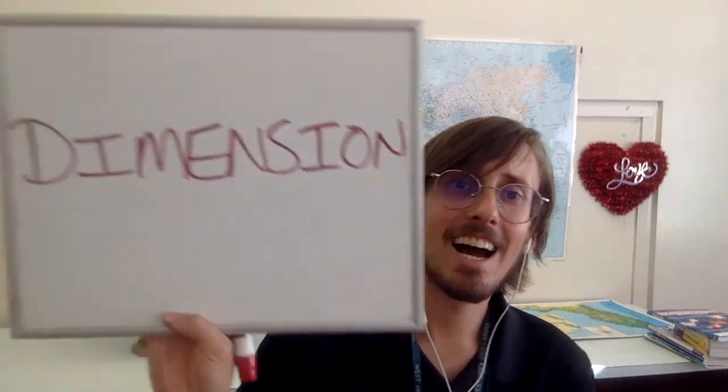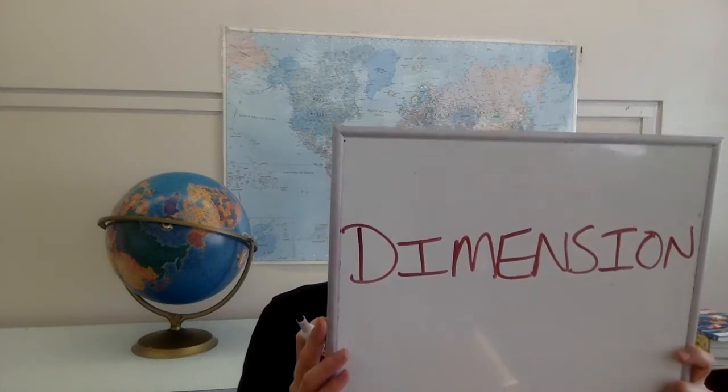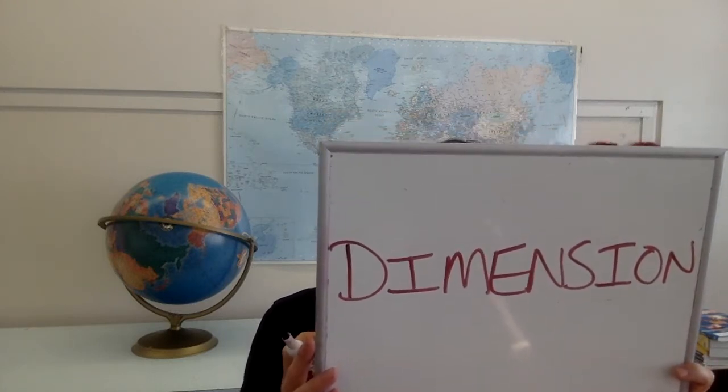That's a way that you could use that word. The next word, dimension. Dimension. D-I-M-E-N-S-I-O-N. Dimension. Okay. This is a word that we use for the entirety of some environment or situation.